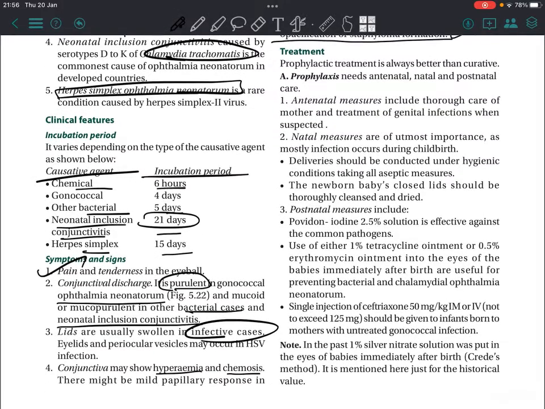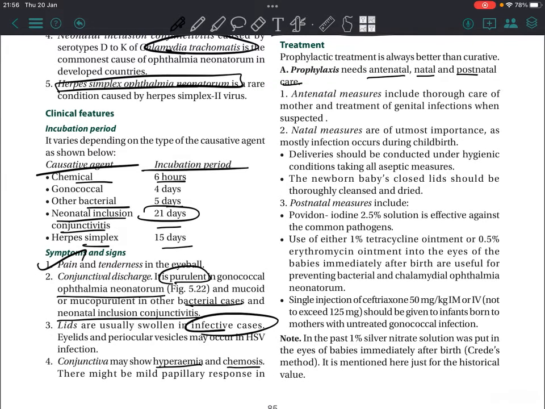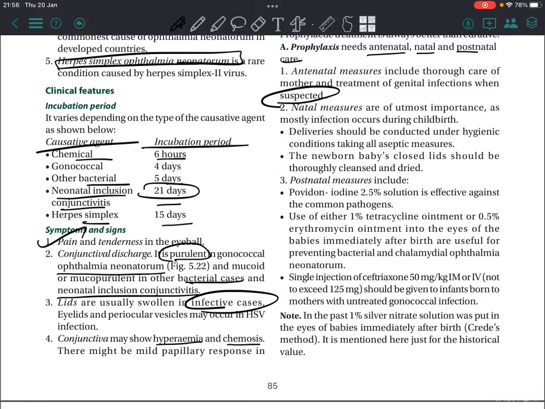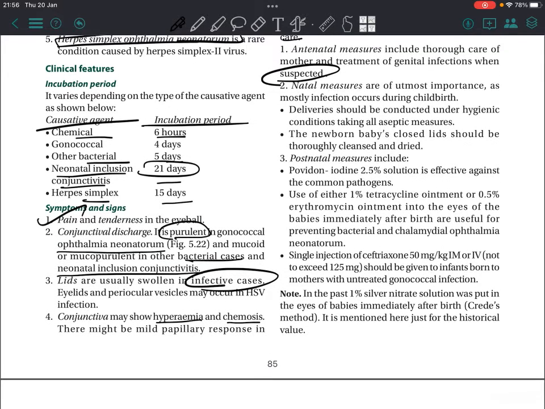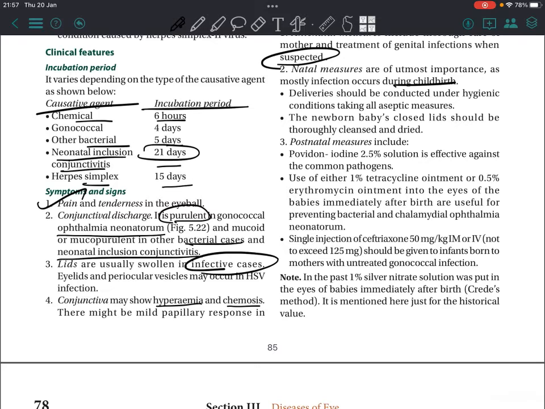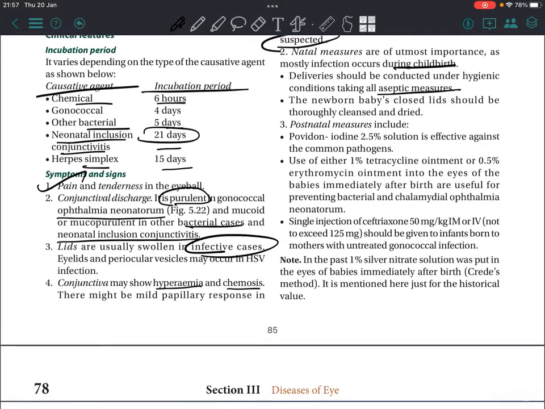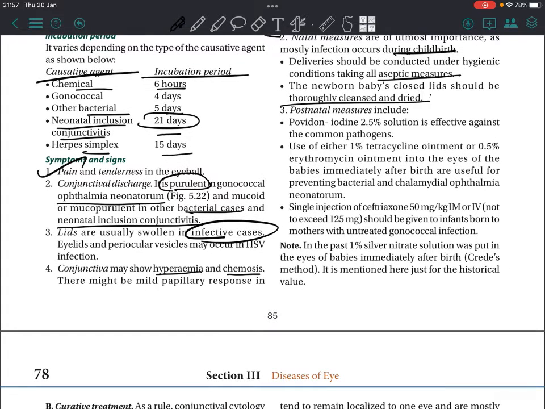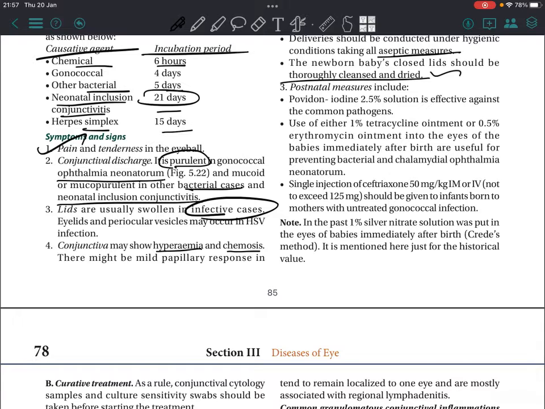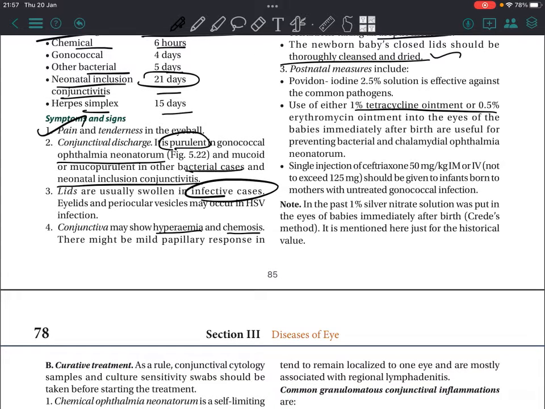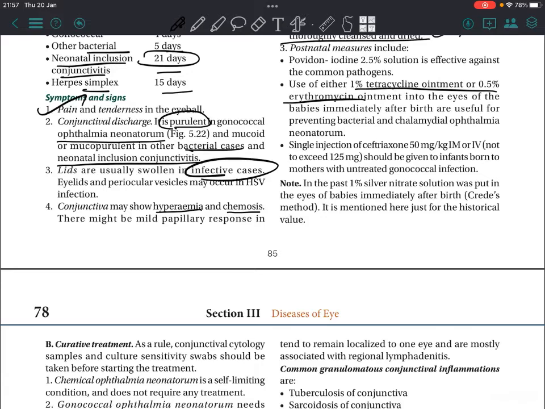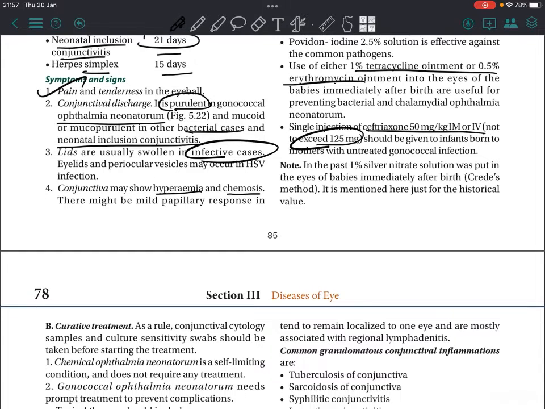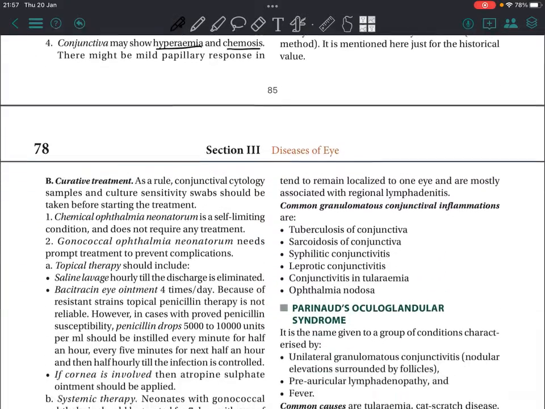Treatment: prophylaxis needs antenatal, natal, and postnatal care. Antenatal includes thorough care of mother, treatment of genital infection when suspected. Natal measures are of utmost importance as most infection occurs during childbirth. Delivery should be conducted under hygienic condition, taking all aseptic measures. The newborn baby's closed lids should be thoroughly cleansed and dried. Postnatal measures include povidone iodine, 1% tetracycline ointment, erythromycin ointment, etc. Single injection of ceftriaxone should be given, and the dose should be 125 mg and it should not exceed.